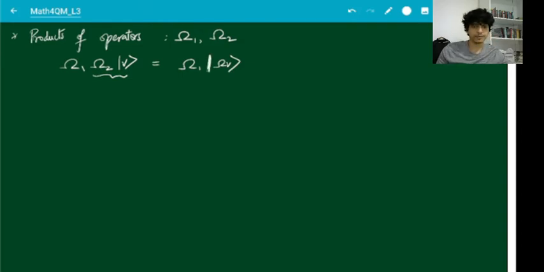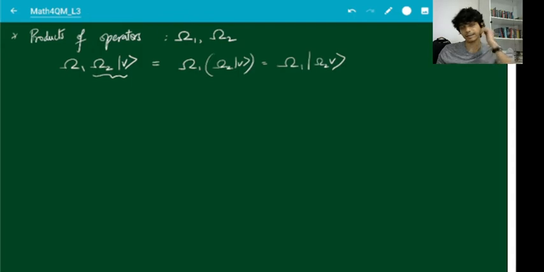And then omega 1 will act on it. So if you want me to write it explicitly, omega 1 operating on omega 2 V. And I'm just denoting this entire thing, instead of calling it V prime, I'm just writing it like this. It's just a notation that omega 2 V is just a name that I'm giving to the vector. It doesn't mean anything more than that.